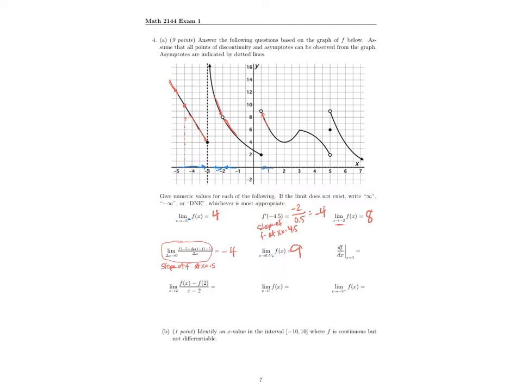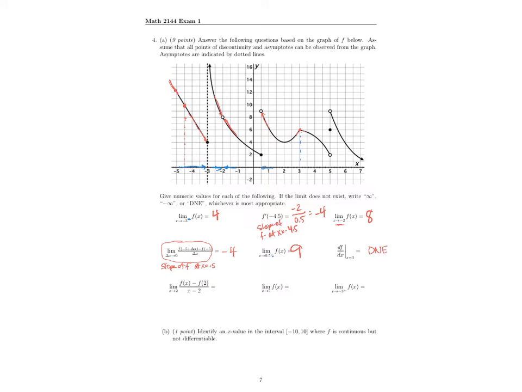And then this says the derivative of f at x equal 3. And so if I look at x equal 3, I see that I have a cusp there. In other words, the slope from the left and right are not the same. So since that's the case, my derivative does not exist. So I'll write DNE for does not exist.